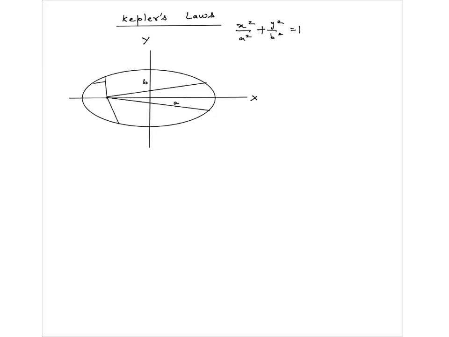Or let me put it this way. If these times are the same, the time to go from here to here and the time to go from here to here, if these two times are the same, then these areas will also be the same. Which areas? One I am shading here and one I am shading here.